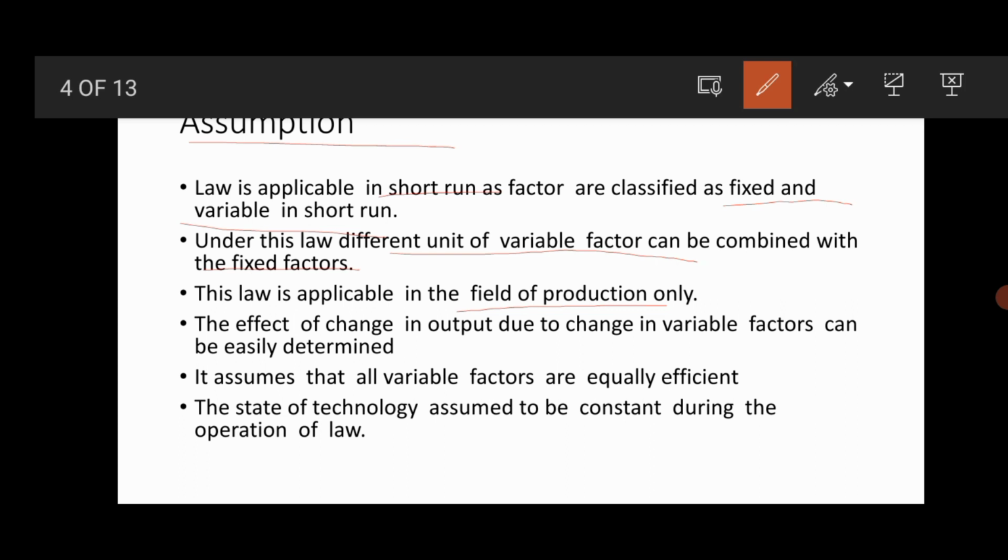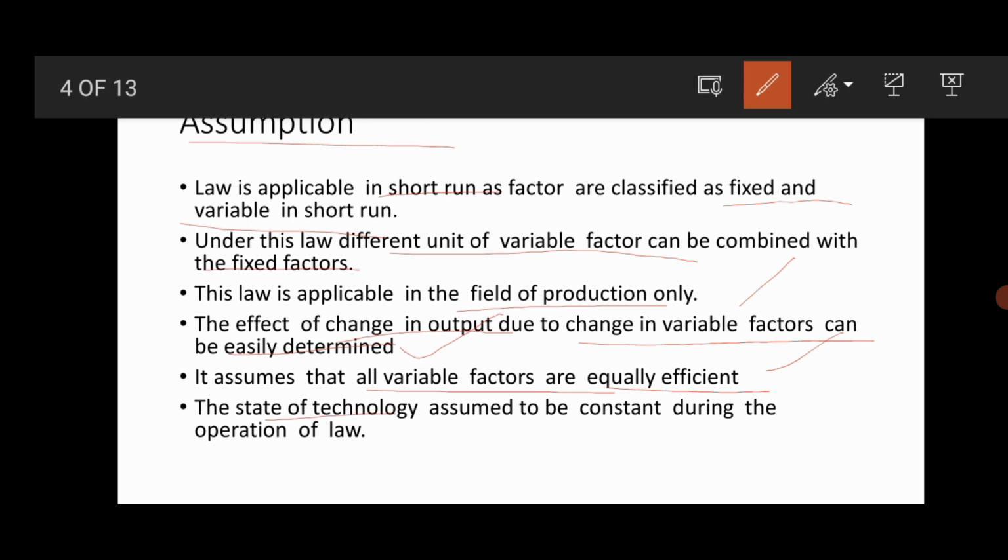This law is applicable to production only, and the effect of a change in output due to a change in variable factors can be easily determined. With the help of this law, we can see how the change in the variable factor has affected the output. It also assumes that all the variable factors are equally efficient.